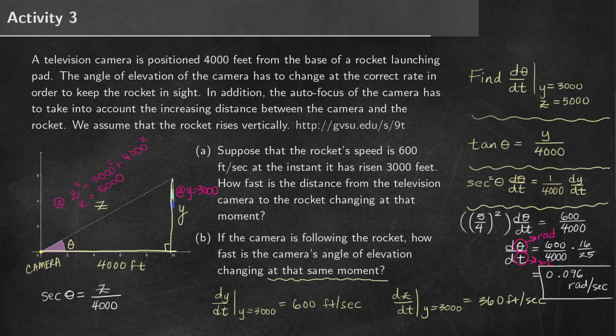If you do want to convert that to degrees, if that makes it more meaningful, we can simply multiply our radians per second by 180 and then divide by pi. So if I multiply by 180 and divide by pi, I get approximately 5.500 degrees per second.